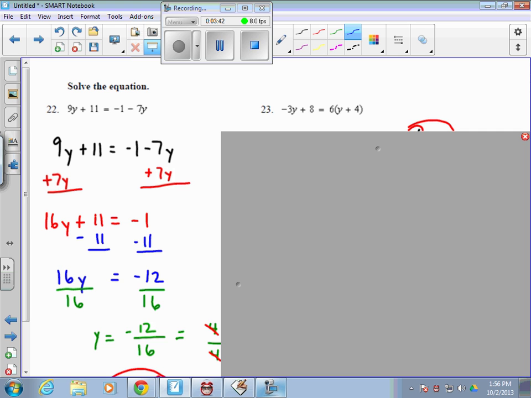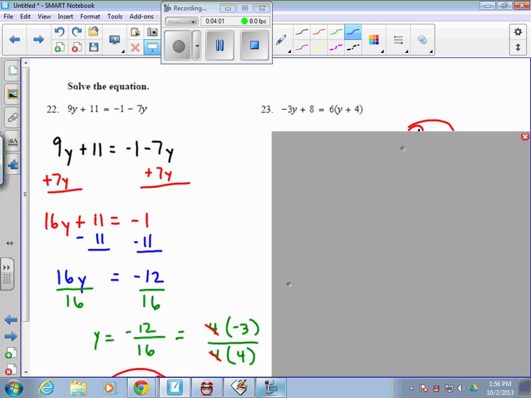Then move the non-variable term to the opposite side. You have plus 11. Undo that by subtracting 11. If you do it to the left, do the same thing to the right. 16y now equals negative 12. Then cancel out 16 times y by dividing by 16. If you do it to the left, do the same to the right. Negative 12 divided by 16. The number 4 goes into both.